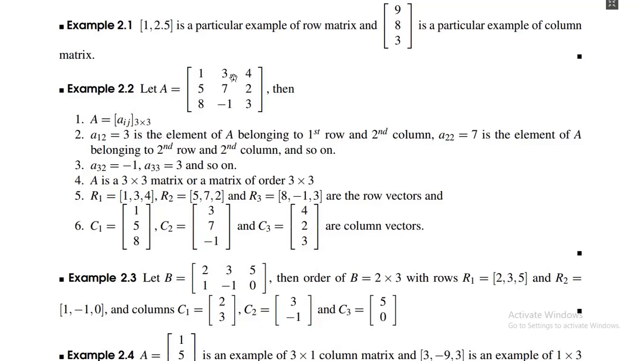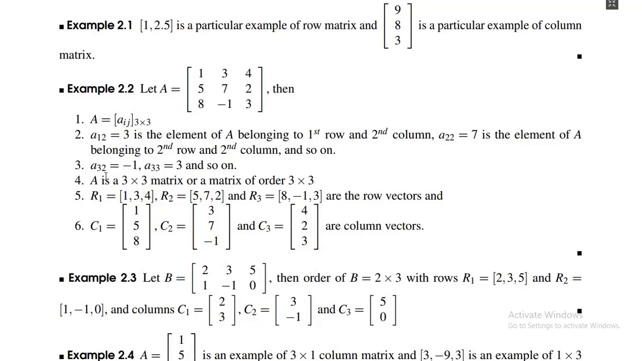A12 for this matrix means the entry found in the first row and second column, which is 3. Therefore, A12 is 3. That means the element of A belonging to the first row and second column. A22 is equal to 7 because it is the entry found in the second row and second column. Find the intersection of the second row and second column, which is 7. That means the element of A belonging to the second row and second column.